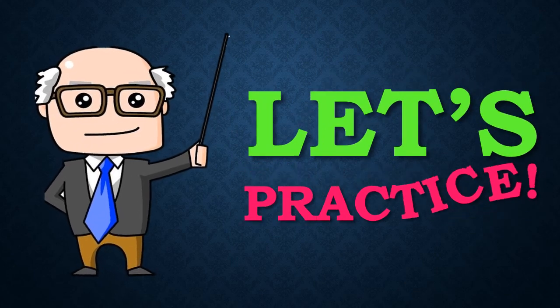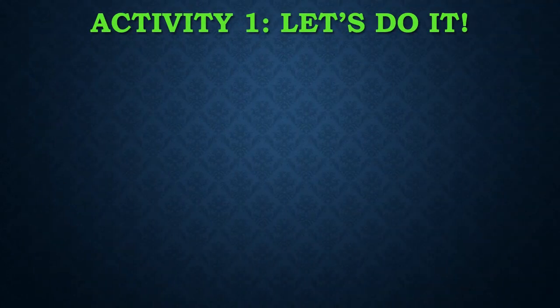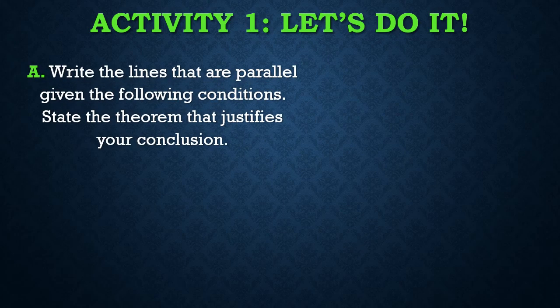Practice. Activity 1. Let's do it. Instruction: we are going to write the lines that are parallel given the following conditions, and we are going to state the theorem that justifies your conclusion. So here, you are going to write down your answers in your notebook. And later, we are going to check if your answers are correct or not.